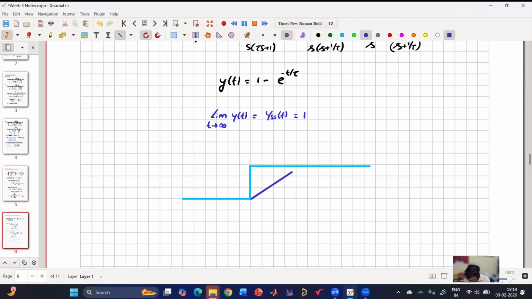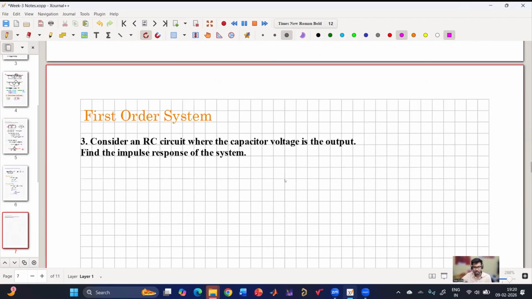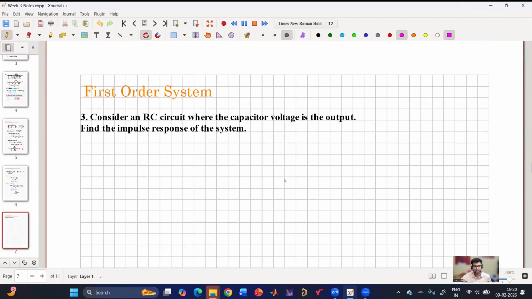It's a first order response. It will reach the input at time t tending to infinity. So this is my u of t, and this is my y of t. That's how the output tracks the input and reaches the input value. So this is for the first order system. Now, if the concept is clear, let us quickly solve one problem on first order systems.